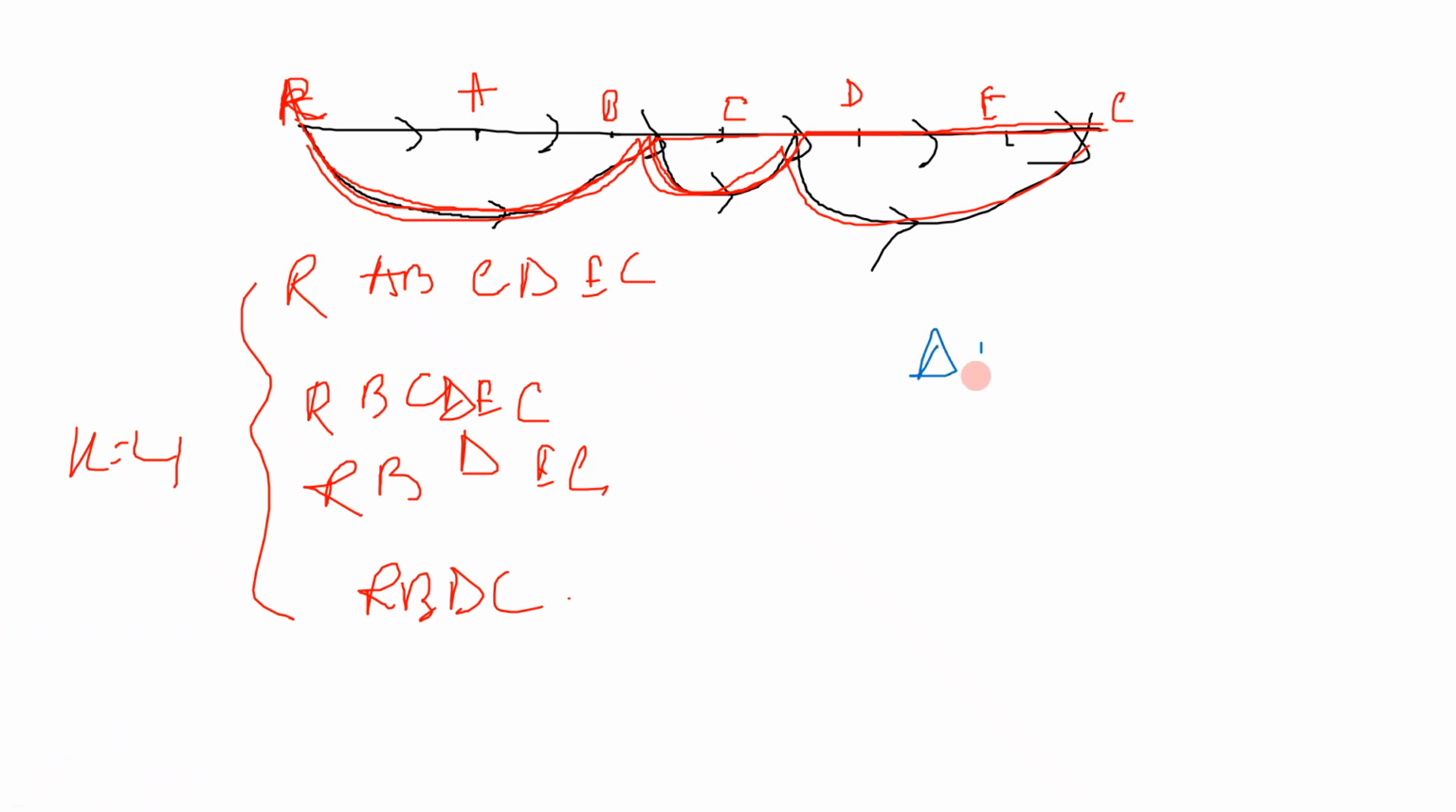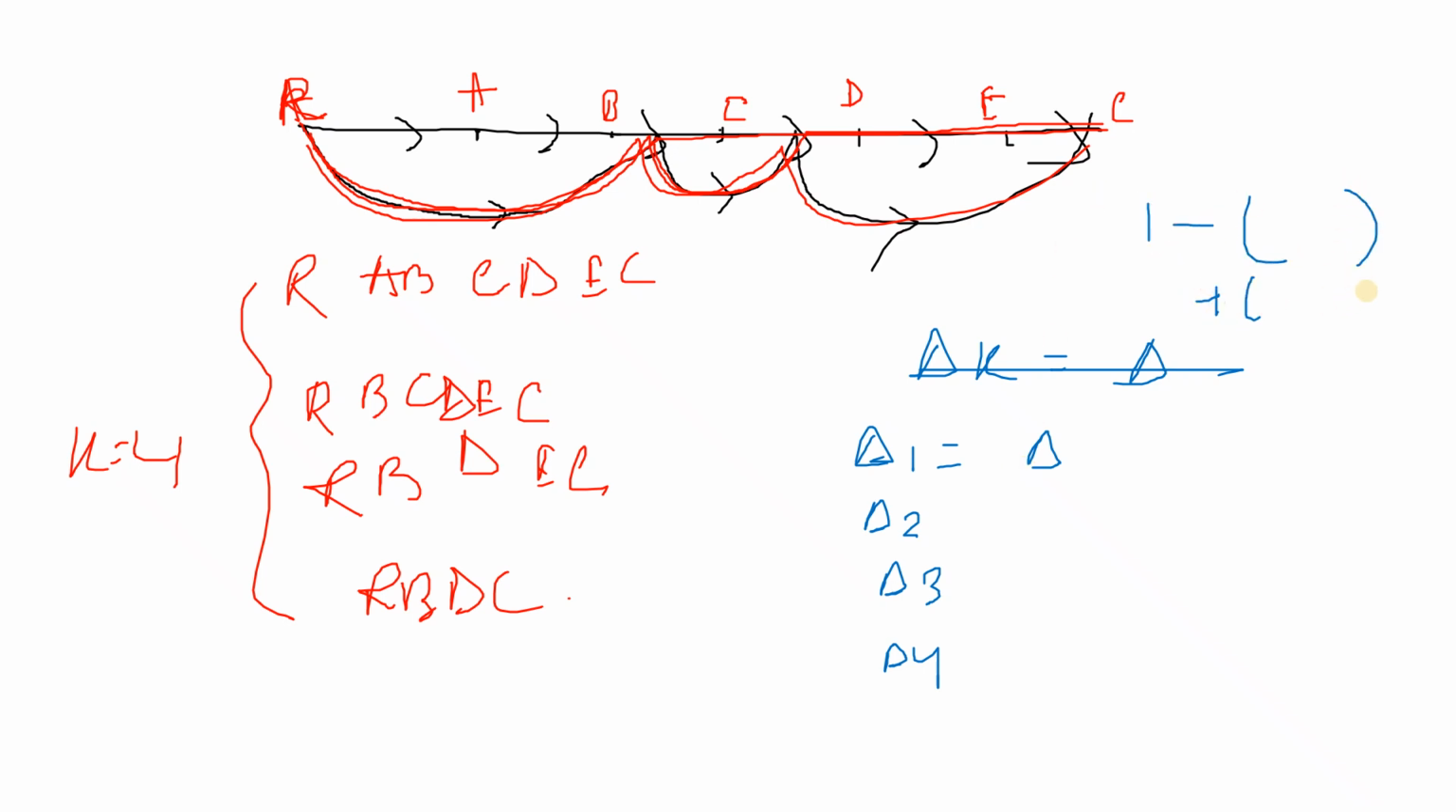Now delta K, you have to calculate delta K. डेल्टा K का मतलब है कि 4 है तो डेल्टा 1 निकालना है, डेल्टा 2, डेल्टा 3, डेल्टा 4 निकालना है. You have to calculate 4 deltas in our case. डेल्टा का फॉर्मूला क्या है, 1 minus sum of all the loop gains plus sum of the loops of the pair of non-touching minus sum of the loops of the triplets of non-touching. So पूरा का डेल्टा निकालना है.